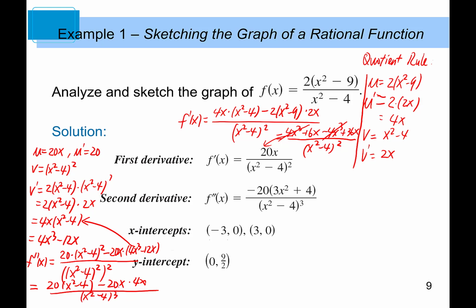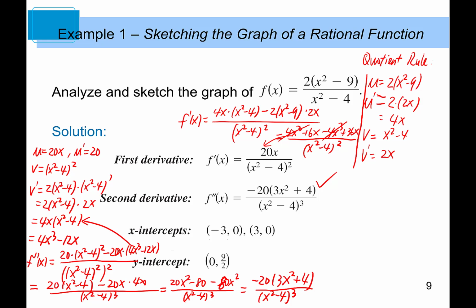So after you finish simplifying this, you'll end up with 20x squared minus 80 minus 80x squared. 20x squared minus 80x squared, that's negative 60x squared. And the LCD here will become negative 20, right? And 3x squared plus 4. That becomes the numerator, and (x squared minus 4) cubed is the denominator, so that's why it matches with the outcome here.